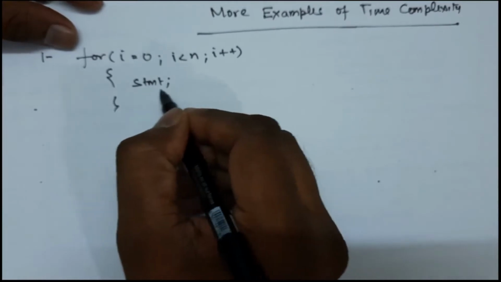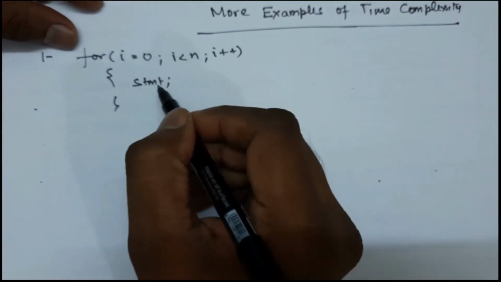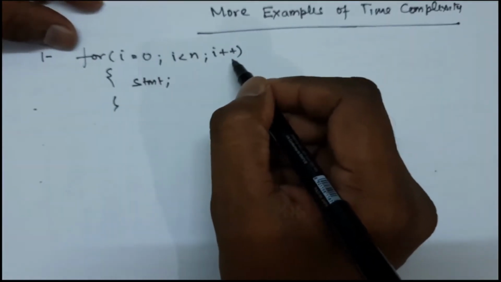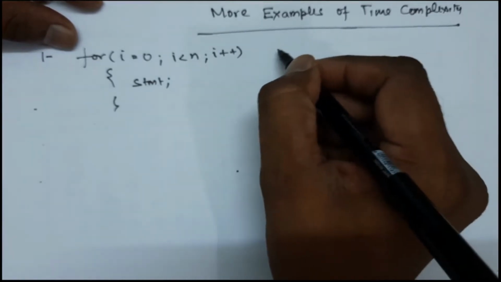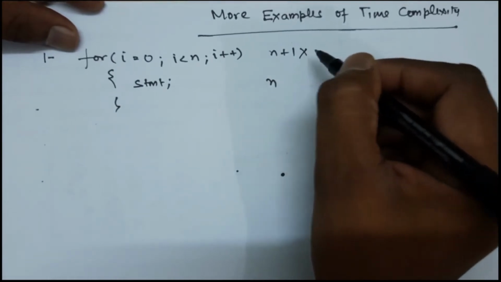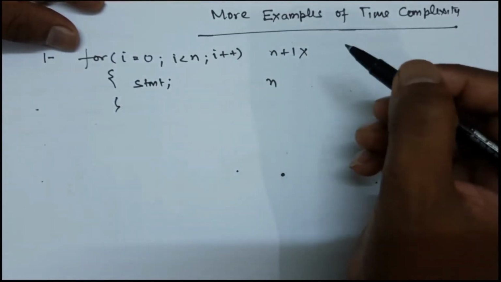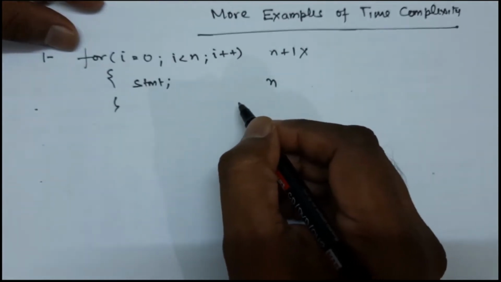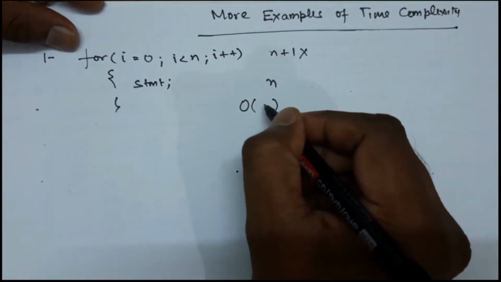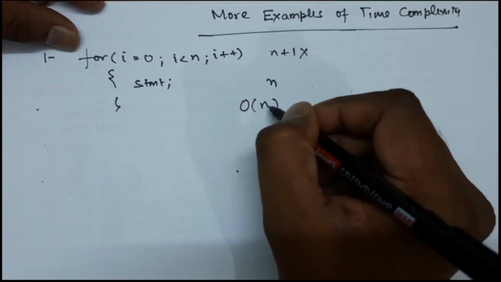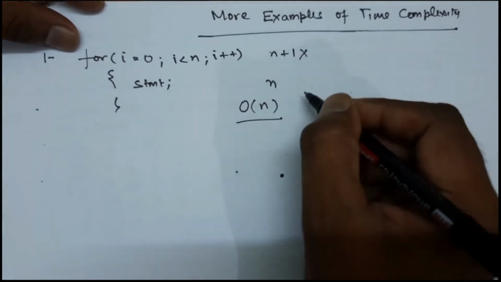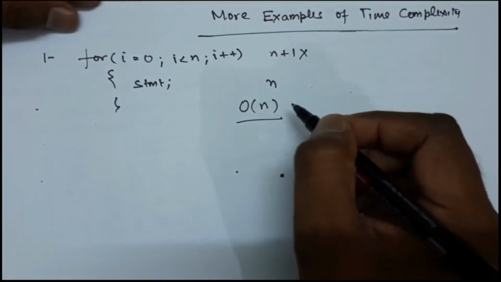So I'm just writing single statement inside this loop. You are already familiar with this code: for i equals 0 to i less than n, i plus plus. So this will take n plus 1 time and this will take n time. We are not going to consider this because when we write the complexity of the algorithm, that is represented in terms of order of only, and we just consider the degree of the polynomial. So the degree of the polynomial would be n, so this n plus 1 can be ignored. So the time complexity of this piece of code would be order of n.